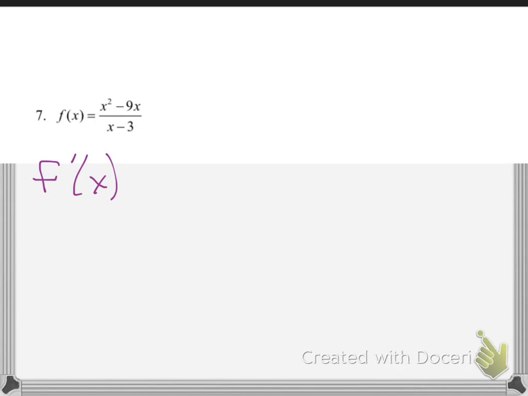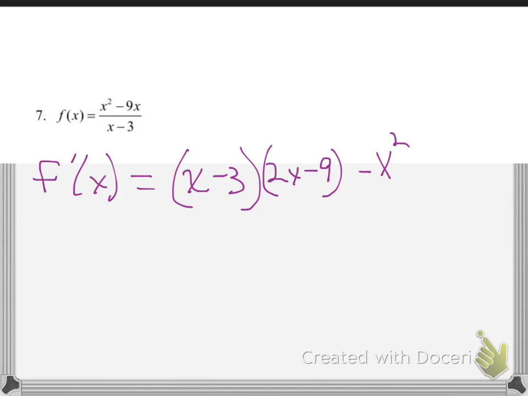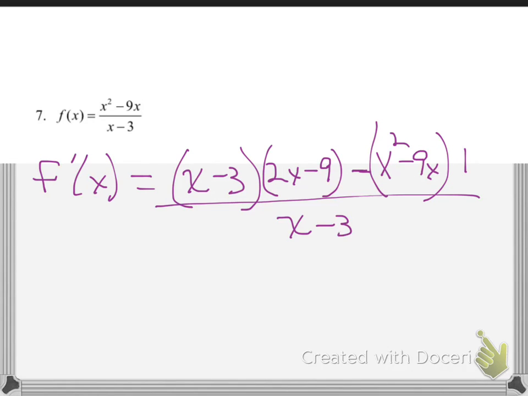So f prime of x equals low d high, 2x minus 9, put that in parentheses, minus high d low, which is just 1, but I'm going to put it just for completion, all over x minus 3 squared. Okay, so let's look at that, and what I'm thinking is I am going to clean up the numerator and bring the denominator along and see what happens.